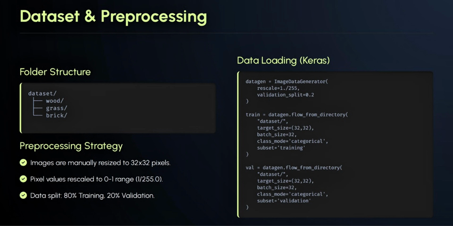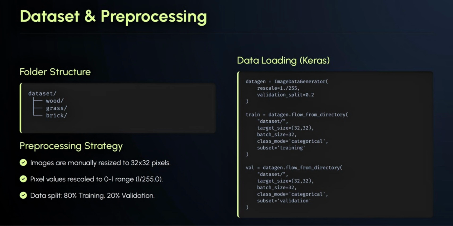The dataset is organized into three folders, one for wood, one for grass, and one for brick, as shown on the left. The pre-processing strategy involves manually resizing every image to 32 by 32 pixels. This ensures uniform input size, and it also forces the model to focus purely on texture patterns and not the overall shape of the object. The next step is rescaling pixel values to the range 0 to 1. This is important because neural networks train more efficiently when inputs are normalized. Finally, the dataset is split into 80% training and 20% validation.